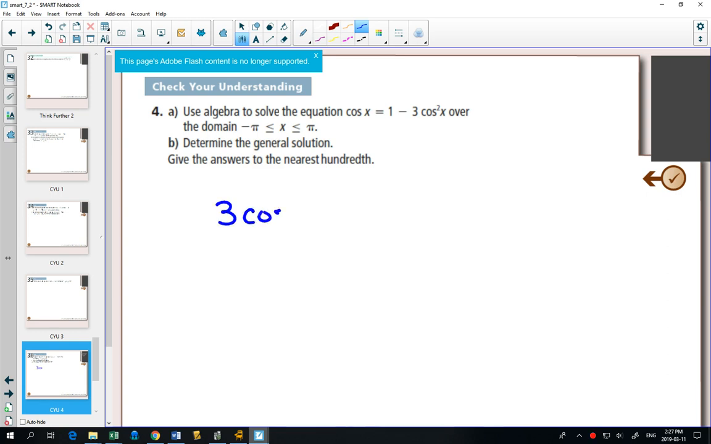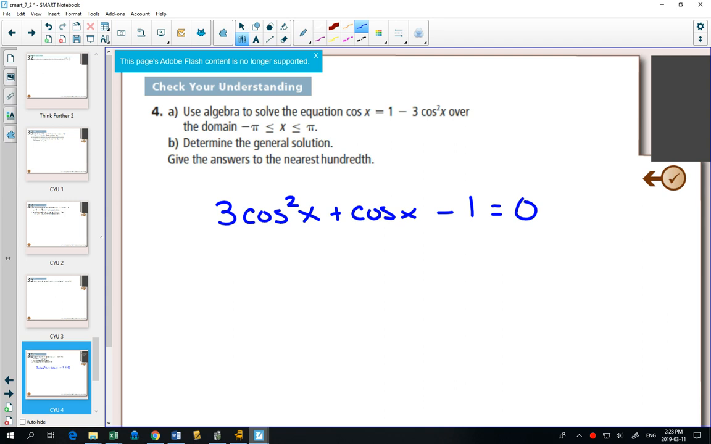So if I move the cos squared x to the left side, I still have a plus cos x, subtract 1 on both sides, it's equal to 0. At this point, we have two options for solving quadratic equations. Option 1 is you could factor. Option 2 is you could use the quadratic formula.